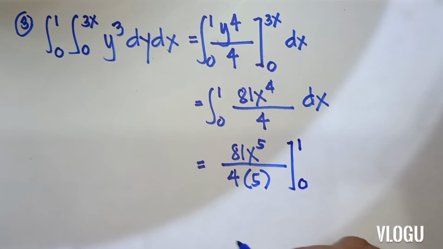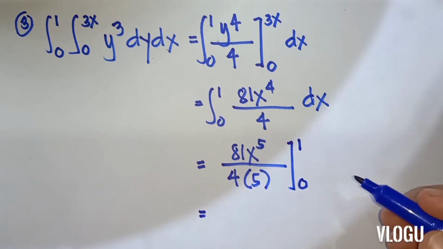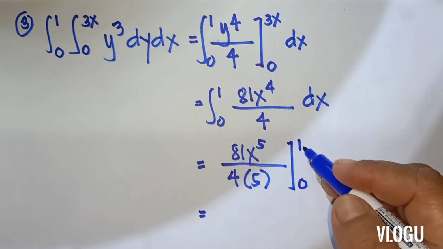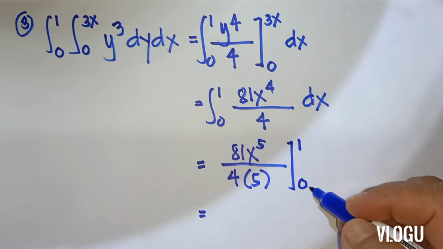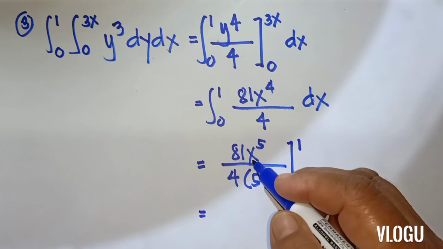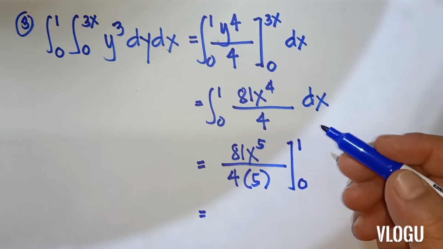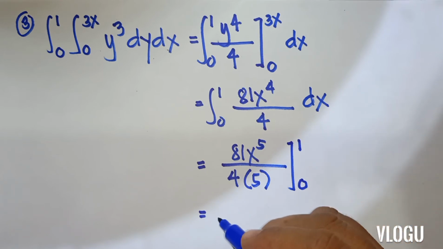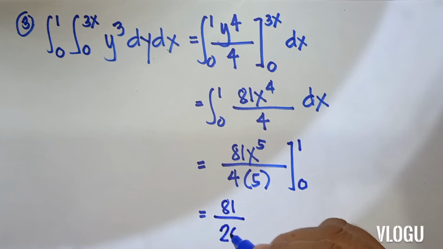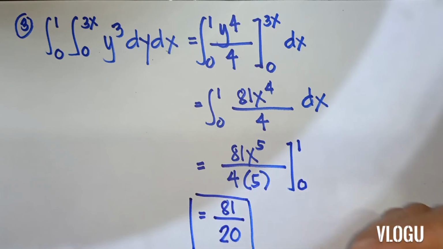So you evaluate from 0 to 1. With respect to 0, that becomes 0. So you will have 1 raised to 5, that is still 1. So our final answer is 81 over 20.